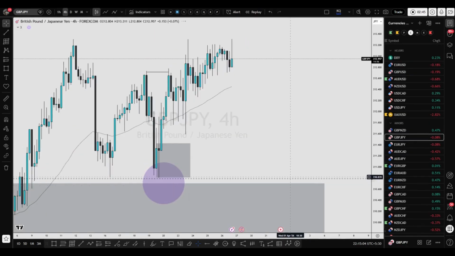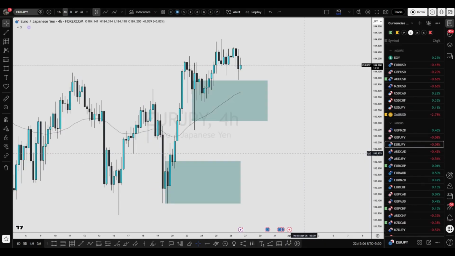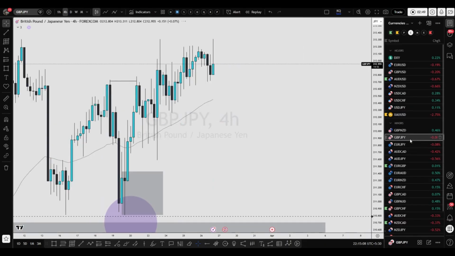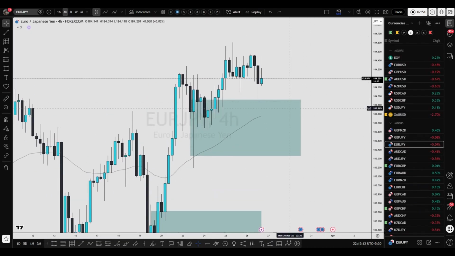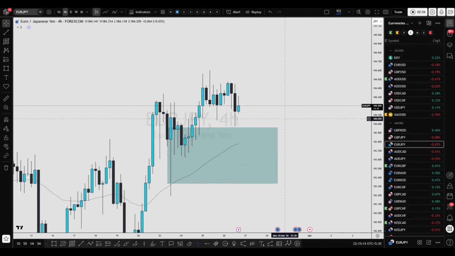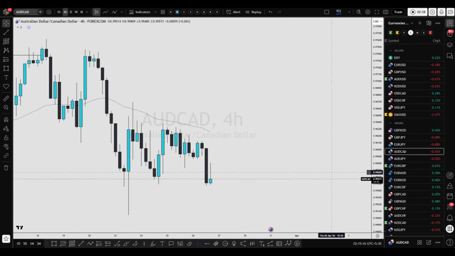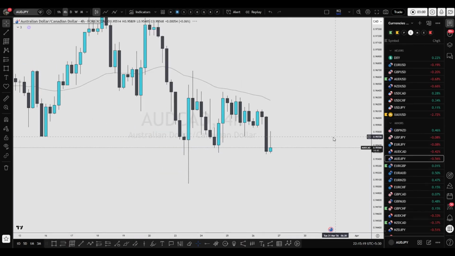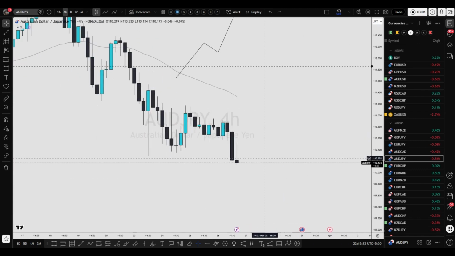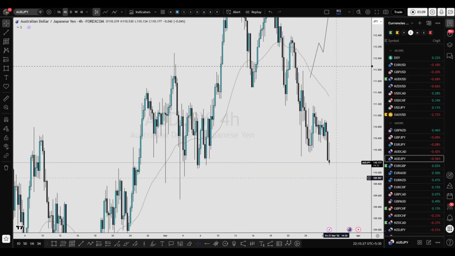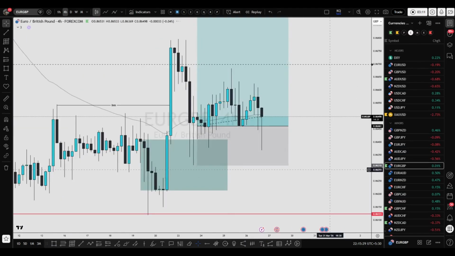GBP NZD, nothing is there. Skip. GBP JPY, nothing clean. In Euro JPY, I'm waiting for a deeper correction inside the zone and then a closing outside the zone. AUD CAD, nothing is clear here. AUD JPY, I'm gonna wait for a corrective phase up and then a rejection downside. There is nothing clean right now.